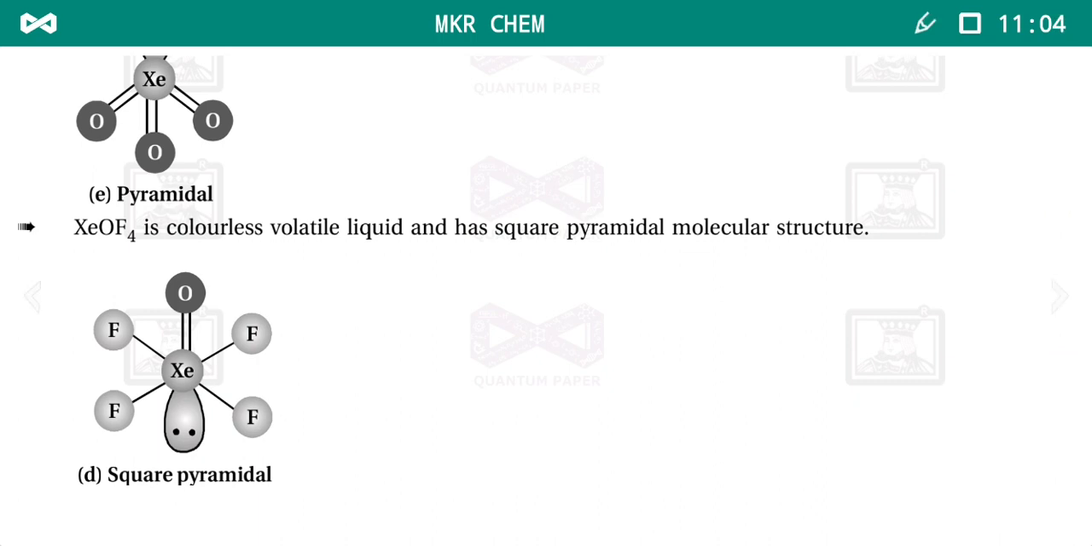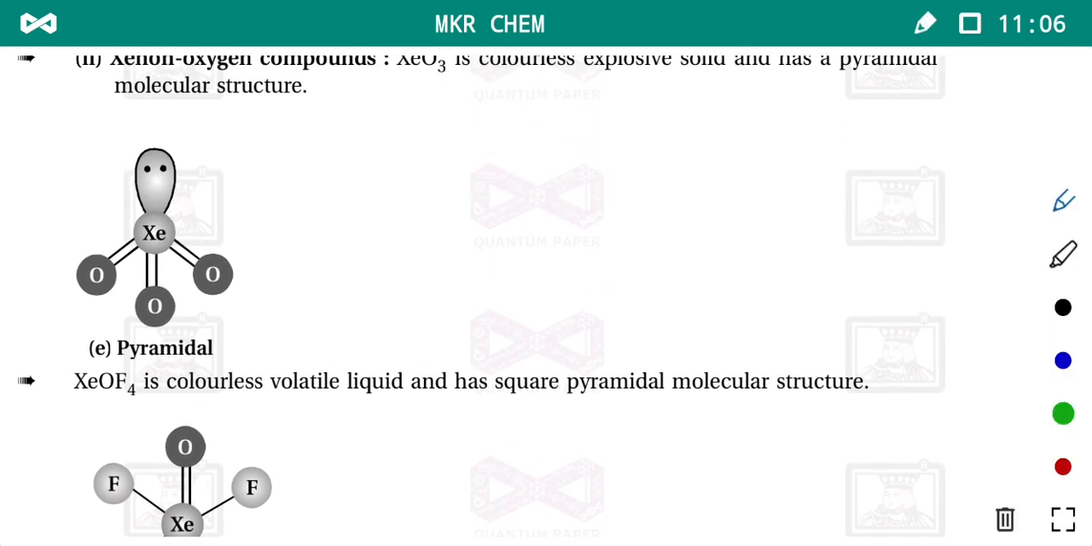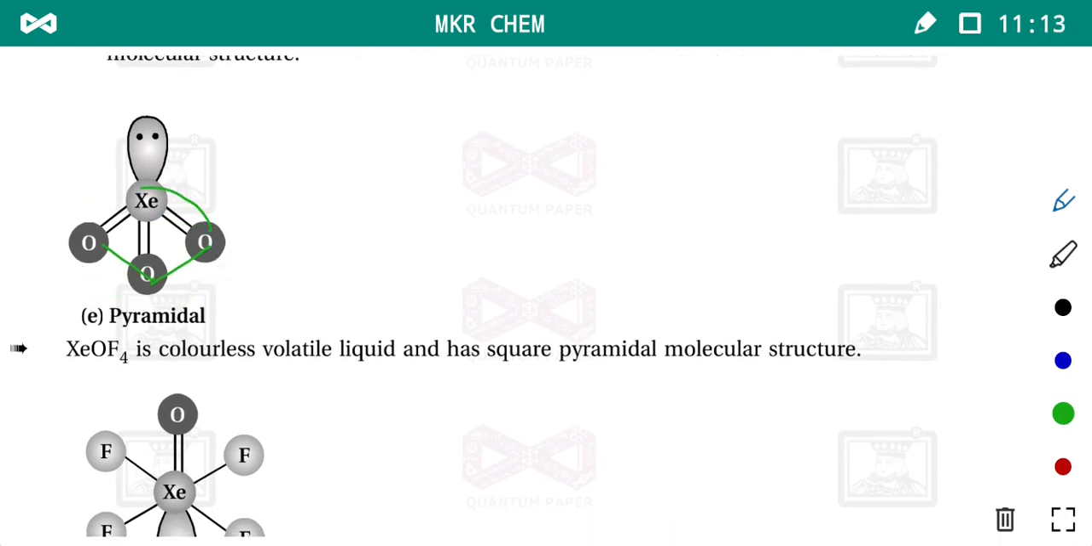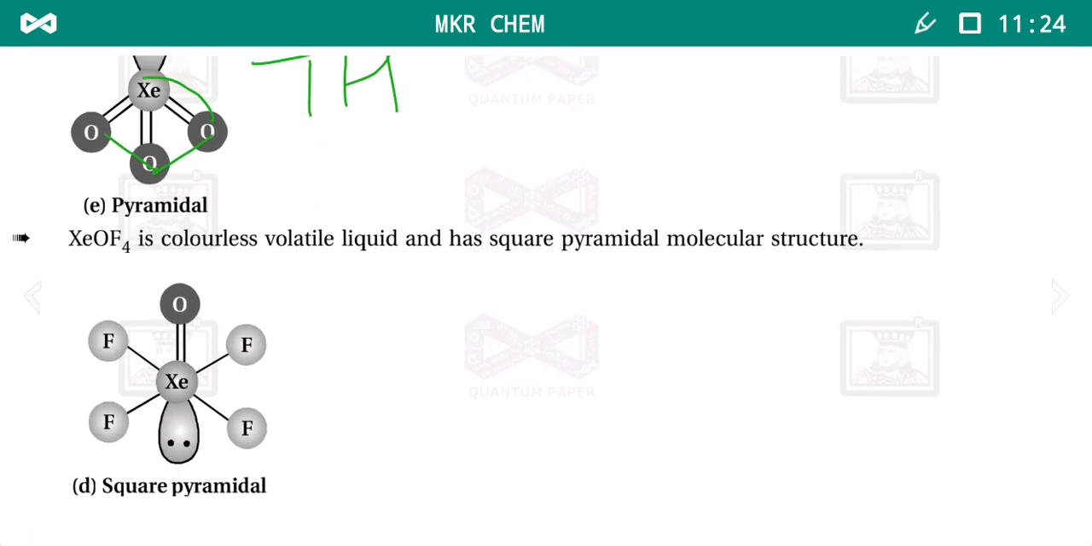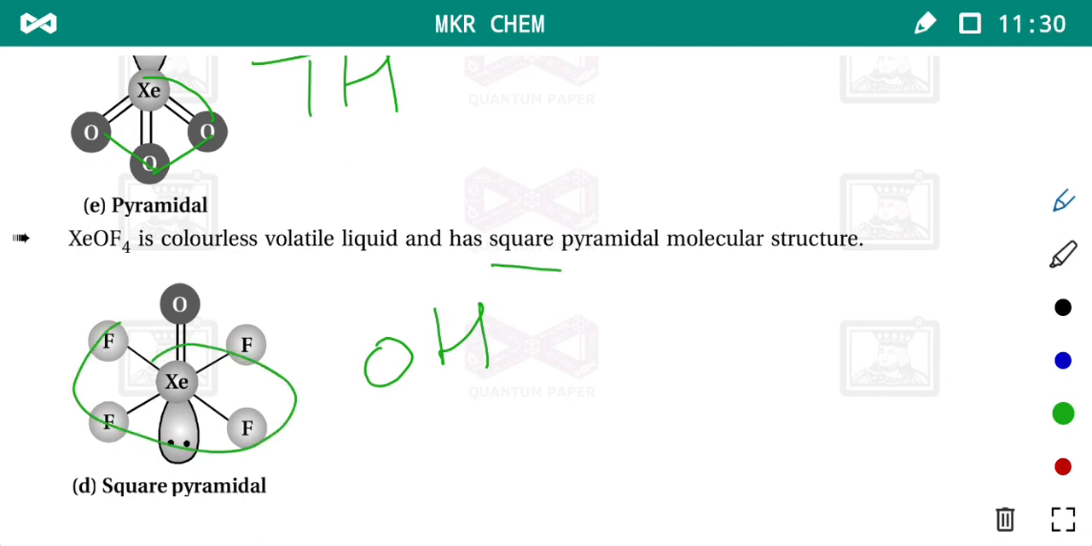Similarly here, see, the shape is only pyramidal. But the arrangement of lone pairs and bond pairs in the first case is tetrahedral, and in this case the arrangement is octahedral. But the resultant shape here is square pyramidal. And this is all about the chemical properties of xenon compounds.